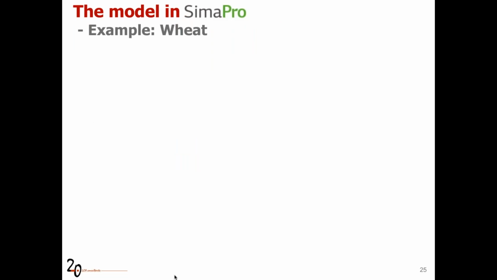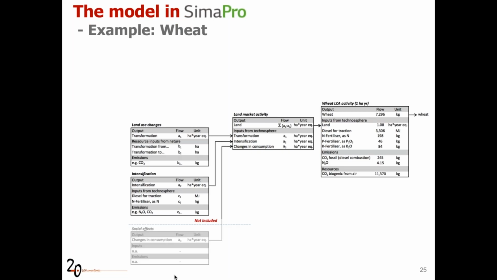So in SimaPro or in any LCA softwares, what you actually need to do is the following. Let's say for the example of wheat. You might recall this picture that Jannick showed before, where you can see the input from the technosphere that you need to insert in your LCA if you are calculating the impact for wheat production in an occupation of land in 1 year or 1 hectare for wheat production.